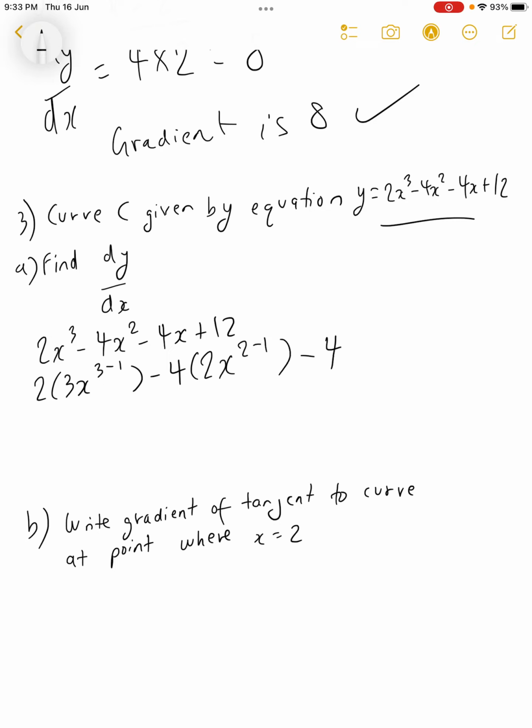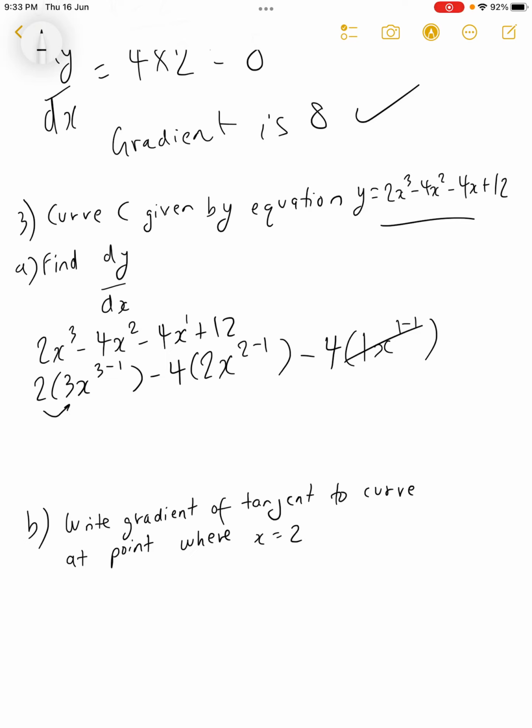Same step applies for the next part. You have x being raised to 1. So in that case, it's multiplied by 1, and it's going to be subtracted from 1. So indirectly, you're saying that this is cut off, and the plus 12 is also being cut off since it's a constant and it has 0 gradient.